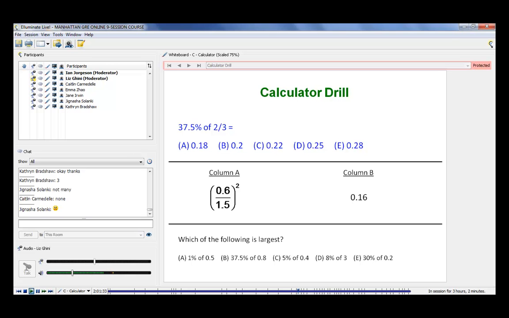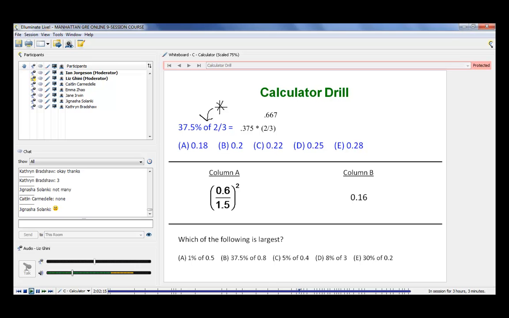Now the key is when you punch in, and I'll put the answers up here so you can see it, this means times. This means your times button. To do a percent, you want to make sure the playing field is level here. You do 0.375 times, and put it in parentheses, 2/3. Or you could use 0.667. That'll get you close enough for this.